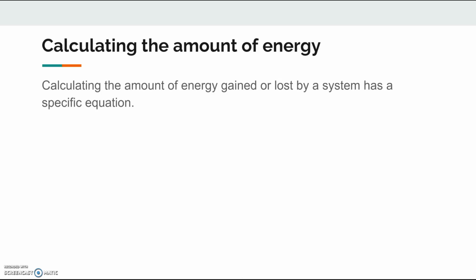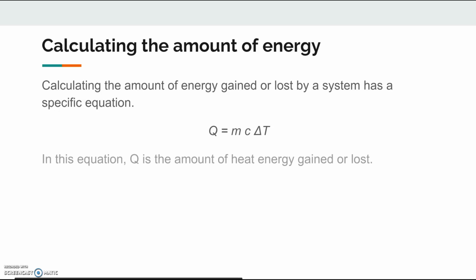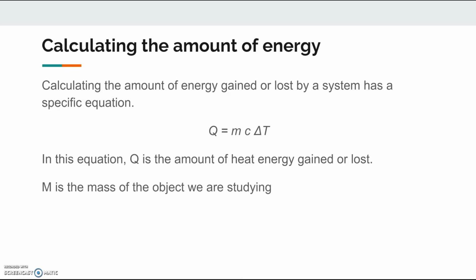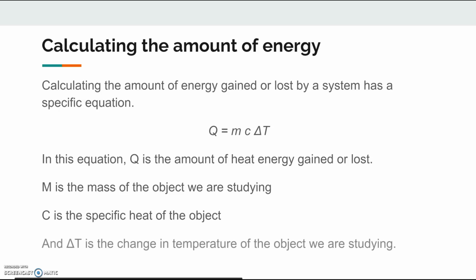Now, calculating the amount of energy. There's a specific equation that's involved when we're trying to figure out if energy was gained or lost by a system, and that is Q = mcΔT. In this equation, Q is the amount of heat energy gained or lost. In this equation, m is the mass of the object we are studying. C represents the specific heat of the object. And ΔT is the change in temperature of the object we are studying.